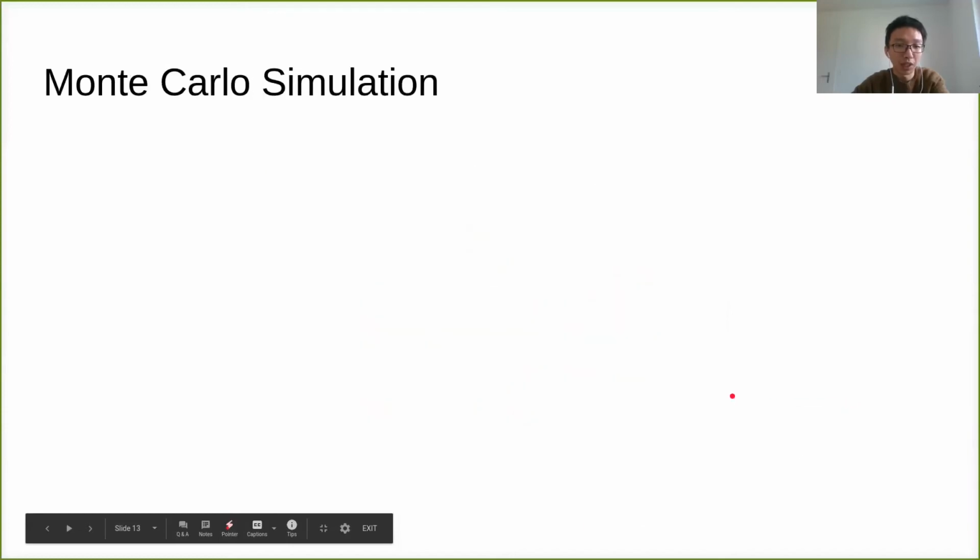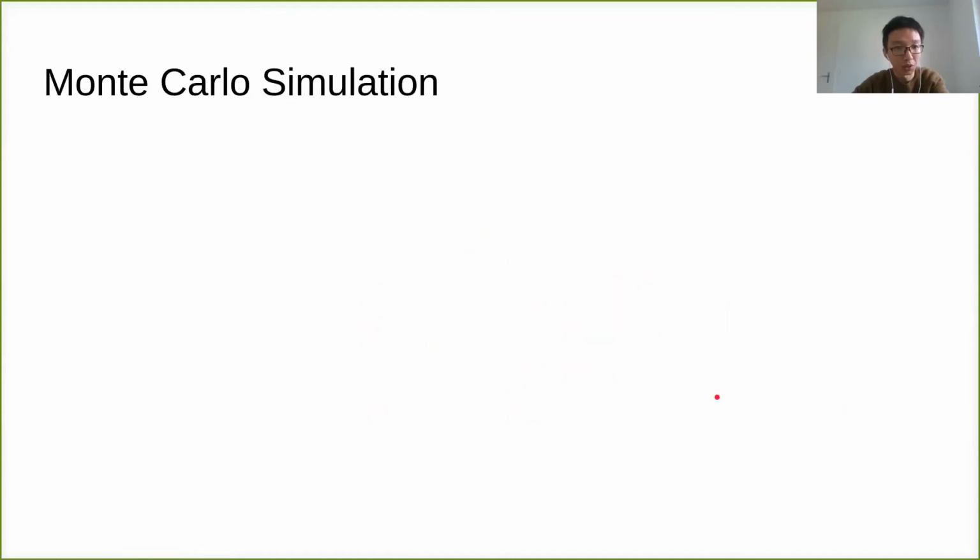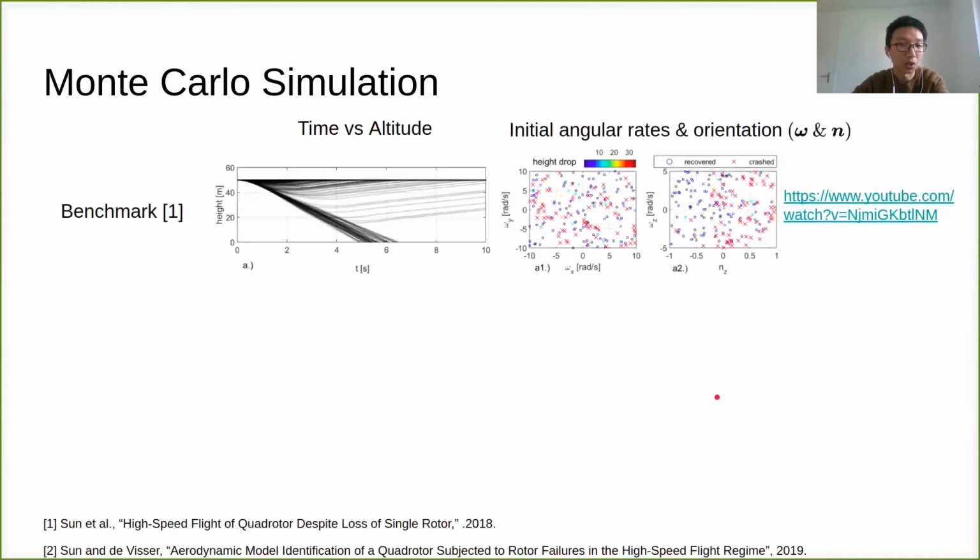We have validated our approach in the Monte Carlo simulation, and for each set of simulation, we run 200 trajectories initialized from randomly selected angular rates and orientations. All these simulations started at an altitude of 50 meters. The first method is the benchmark approach, which is a nonlinear controller proposed in reference 1. We have already tested this approach even in high-speed flight. You may check the video from this link.